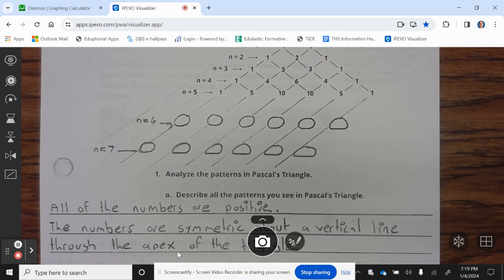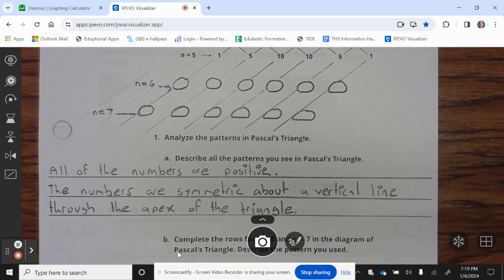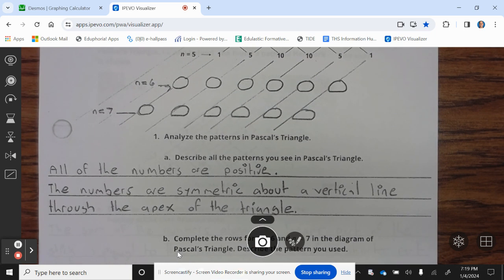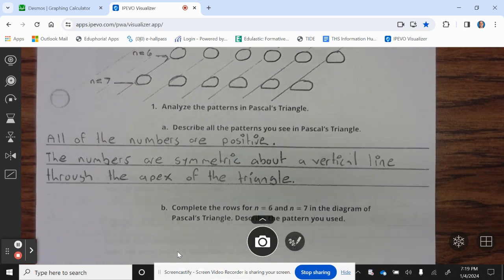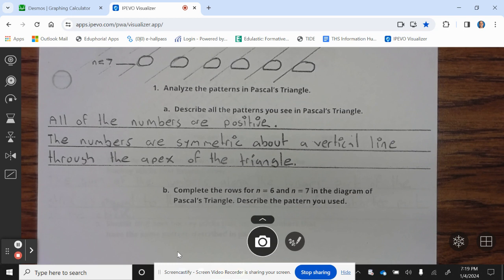Analyze a pattern in Pascal's triangle. Describe all the patterns you see in Pascal's triangle. All the numbers are positive. The numbers are symmetric about a vertical line through the apex of the triangle. Complete the rows for n equals 6 and n equals 7 in the diagram of Pascal's triangle. Describe the pattern you used. Let's take a look at the next page.